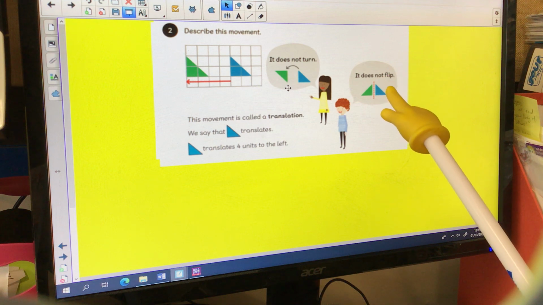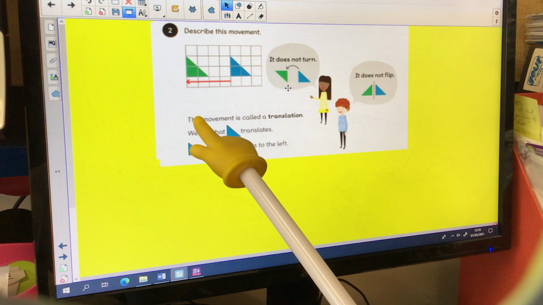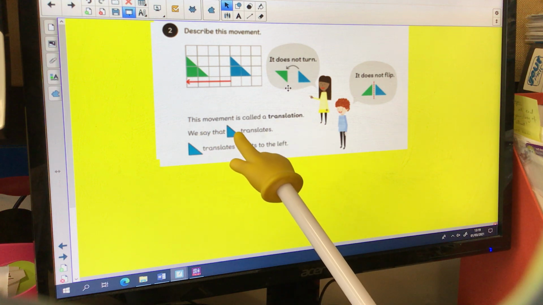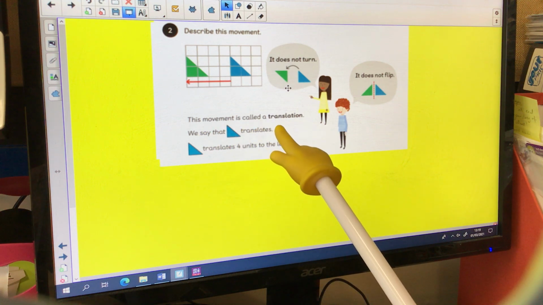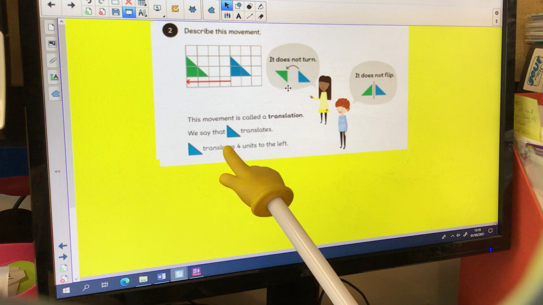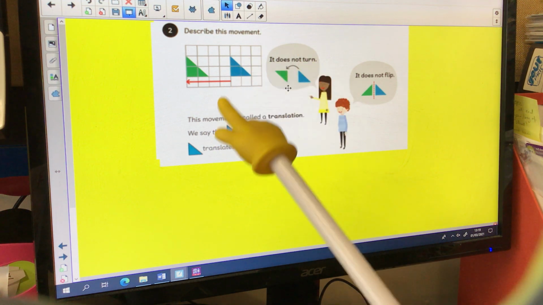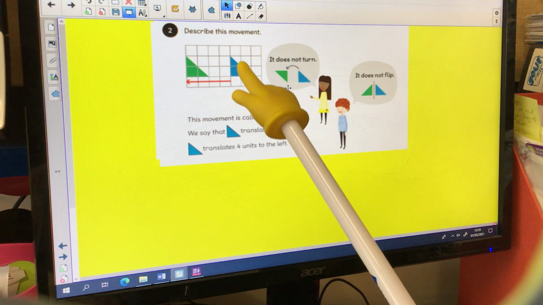So here's the key word that we're going to be learning. It says this movement is called a translation. We say that the triangle, blue triangle, translates. Blue triangle translates 4 units to the left. Translate, move across, okay? Or move somewhere.